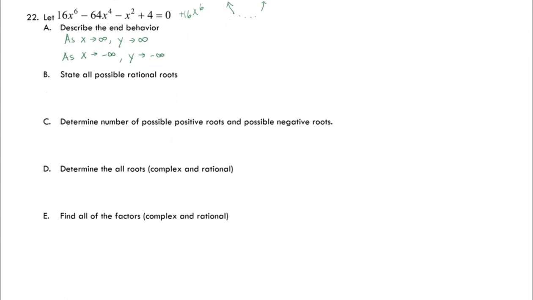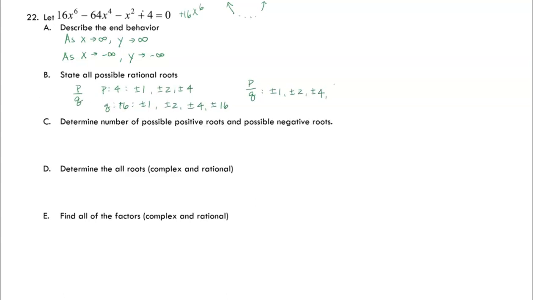State all the possible rational roots. This is going to be p over q. So p is 4, which means plus or minus 1, plus or minus 2, plus or minus 4. Then q is 16, so that's plus or minus 1, plus or minus 2, plus or minus 4, plus or minus 16. So p over q is going to be plus or minus 1, plus or minus 2, plus or minus 4.